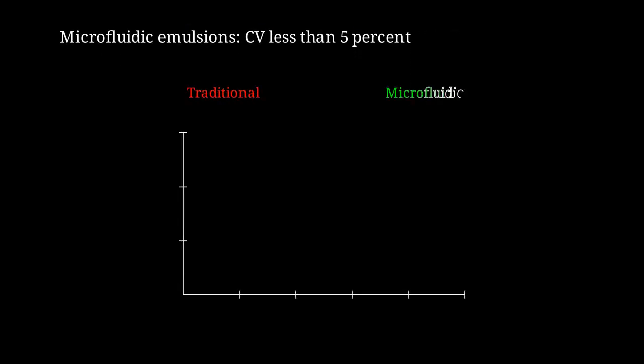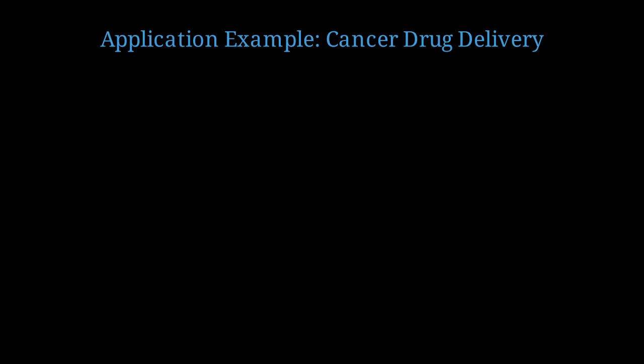Here's a comparison. The red curve shows a broad size distribution from traditional methods. The green curve shows the sharp, narrow distribution from microfluidics. The difference is dramatic. Let me give you a detailed application example.